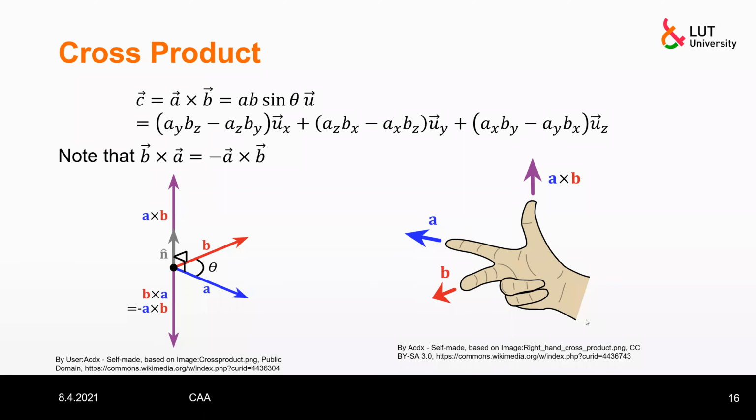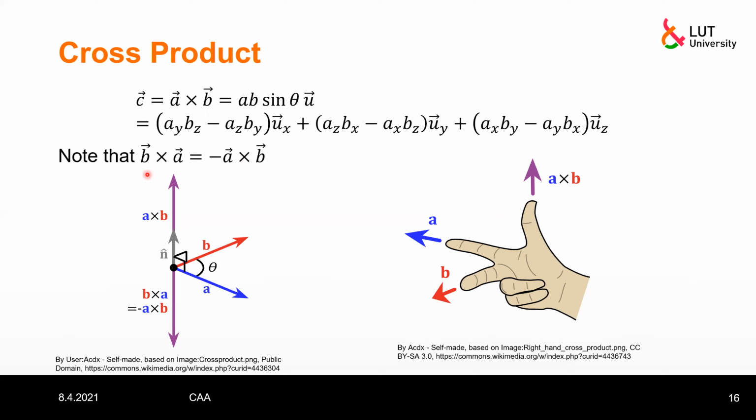Another common product for vectors is the cross product. The result of the cross product is a vector, like here. Here is the magnitude of the vector, equal to the magnitude of the two vectors A and B and the sine between those vectors. And here is U, which is the direction of the vector. As you may remember, U is perpendicular to the plane created by vectors A and B.